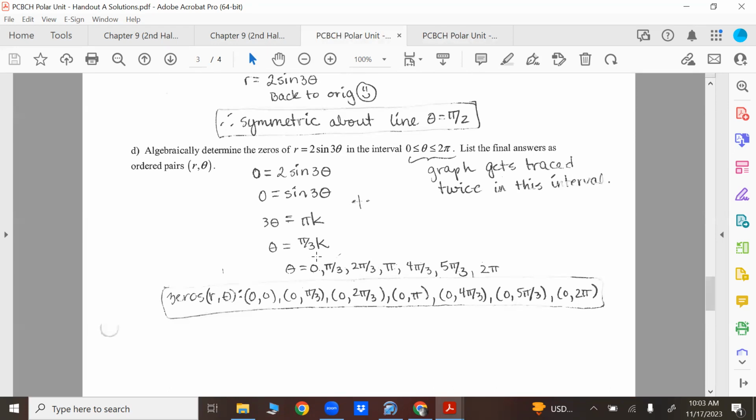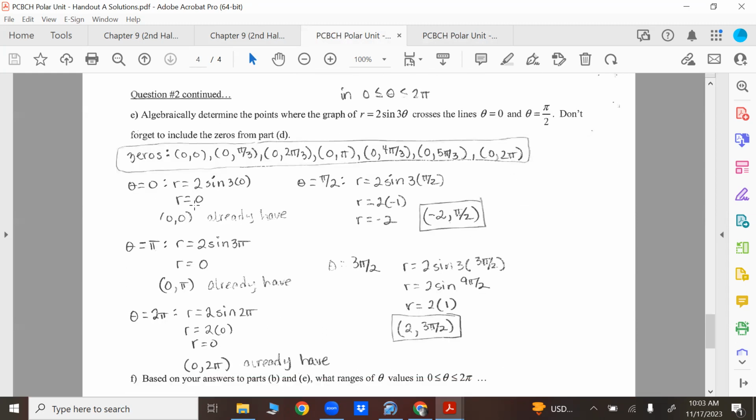What else do we need to say? Yeah, it gets traced twice. This is why the graphing calculator probably helps. You kind of do this piecemeal. Let's just graph from 0 to π/2, π/2 to π, π to 3π/2, and 3π/2 to 2π. You go to the window and adjust the θ min and max, and do portions of the whole interval. You'll see parts of the graph, and you'll see that it does retrace. There is retracing that happens with rose curves. So that's what's happening there.